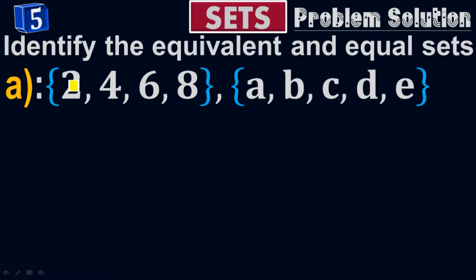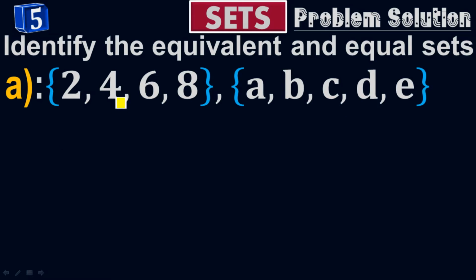Number 1, where we have two pairs of sets. One pair is the even numbers from 2 up to 8. Second pair is the alphabets from A up to E. In equivalent set, we only care about the number of elements. For the sets to be equal, we care about the number of elements as well as the nature of the elements. In this case, we have 4 elements for the first pair and 5 elements for the second pair. So it doesn't satisfy both equivalent and equal properties.